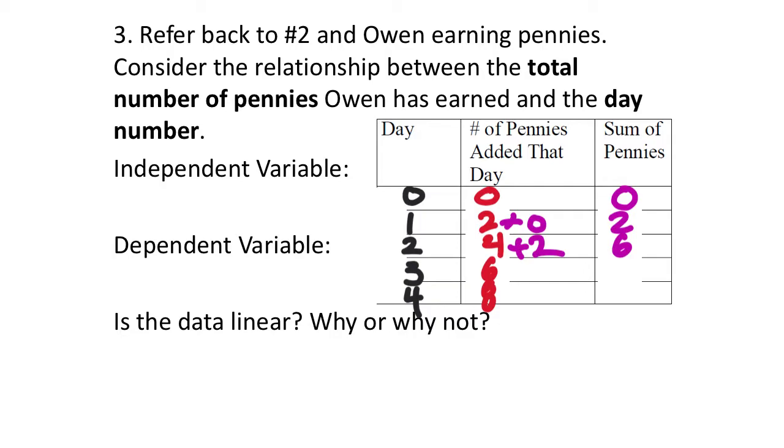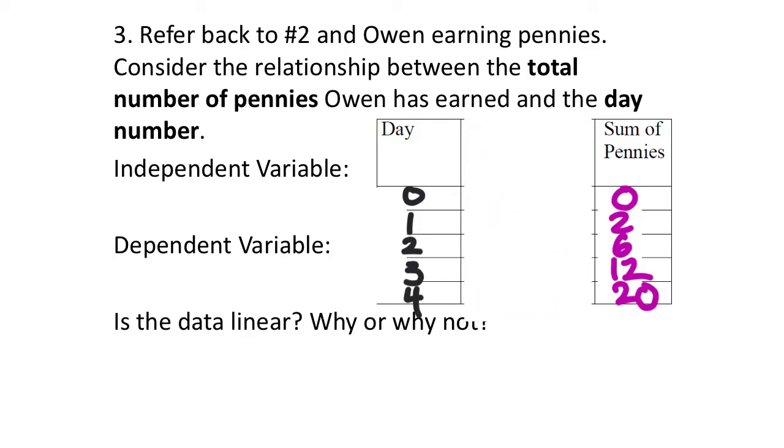On day 3, he'll get 6 more pennies to add to the 6 that he already had, so the new sum is 12. He'd have 12 total pennies on day 3. And on day 4, he's going to get 8 more pennies to add to the 12, so that gives him a total of 20. Now that we have this, and we're really only comparing the sum of the pennies to the day number, I'm just going to get rid of that middle column so we don't get confused by the information that was given there.